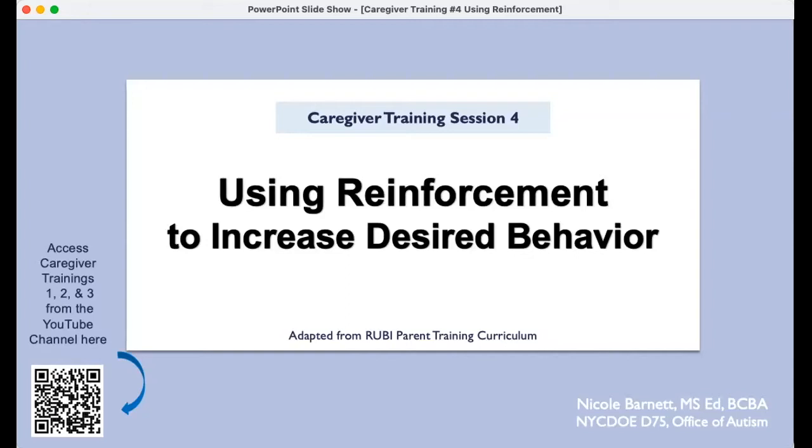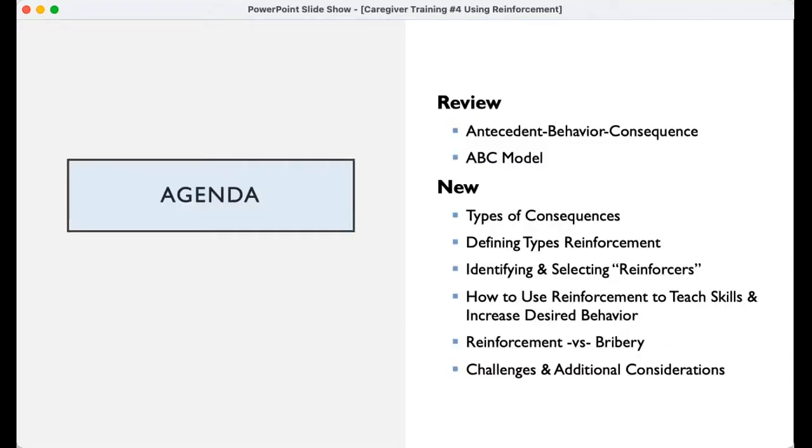Today we're going to talk all about using reinforcement to increase desired behavior and teach your child new skills. After a brief review of antecedent, behavior, consequence and the ABC model, I'll discuss with you types of consequences, how to define reinforcement, identifying and selecting reinforcers to use with your child, how to use reinforcement to teach skills and increase desired behavior, the difference between reinforcement and bribery, and challenges and additional considerations.